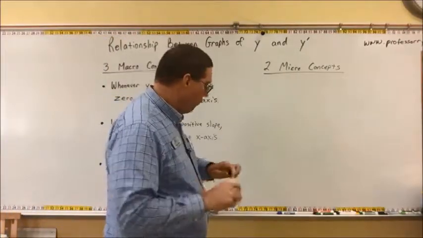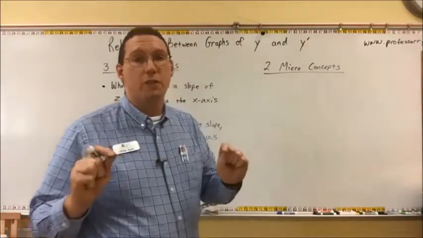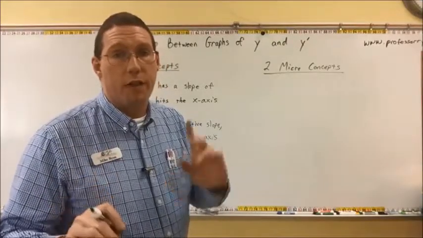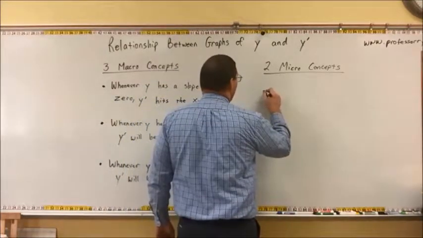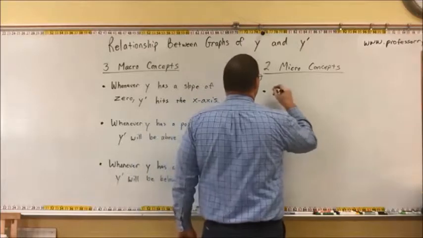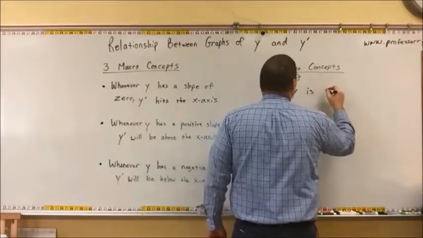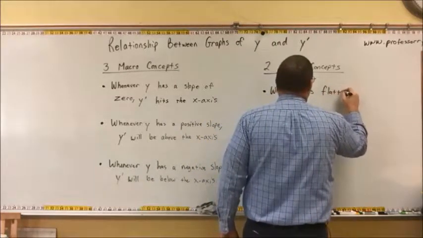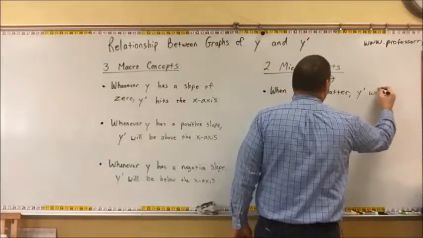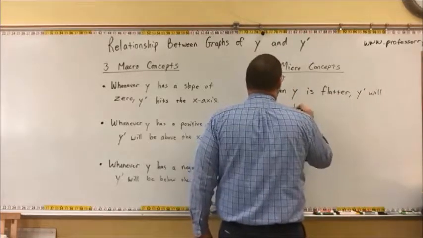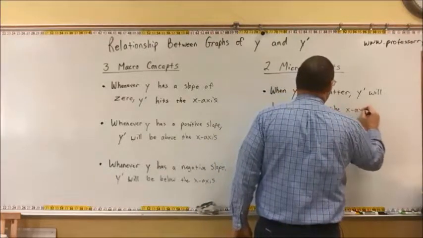Now what I'm going to do is go over two what I call micro concepts. What we're going to do is fine-tune your now existing understanding of the relationship between the derivative and the graph of the derivative. Okay, there's two micro concepts. The first one is this: when y is flatter, y prime will be closer to the x-axis. Here's what I mean.